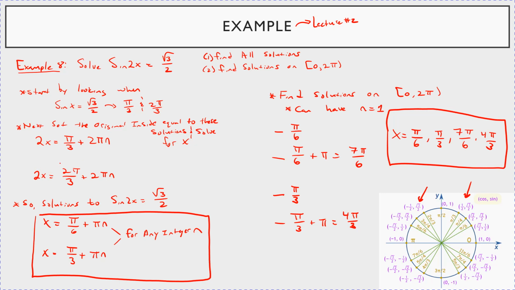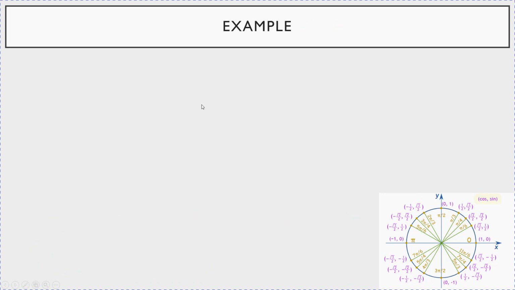All right, let's do one that's a little bit harder. So this is a sine one. Let me do a cosine one here. So this is going to be a lot of work, you're going to notice. Originally, finding all the solutions is going to be easy, and then when you find just the solutions on 0 to 2 pi, it's going to be a lot harder.